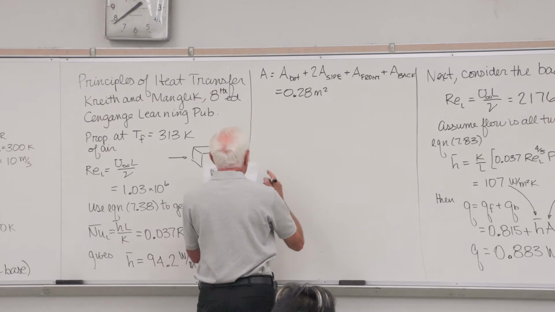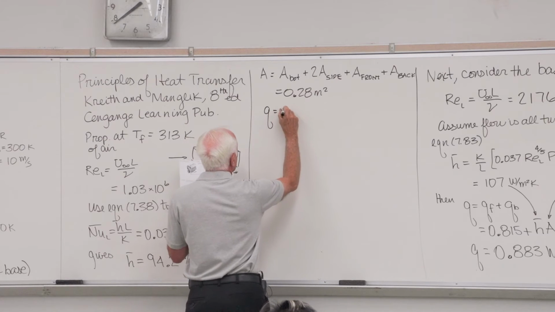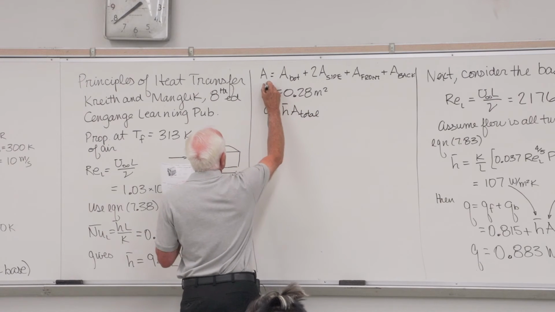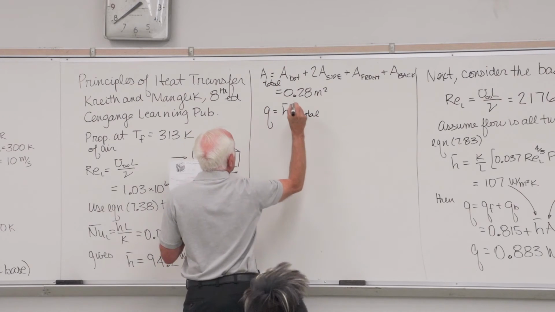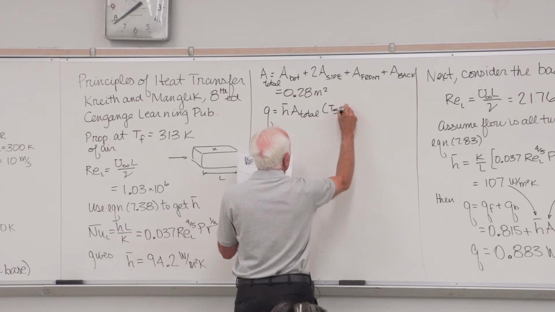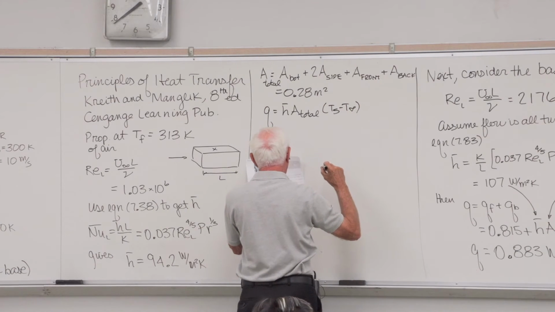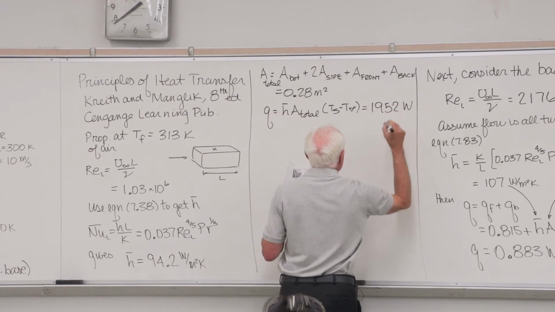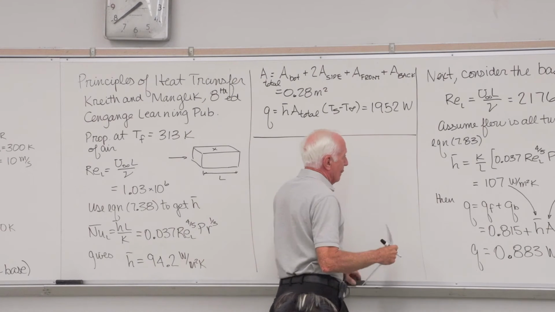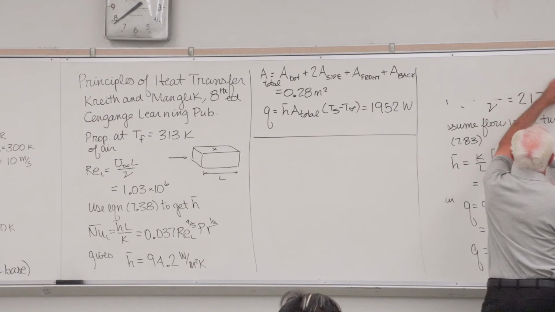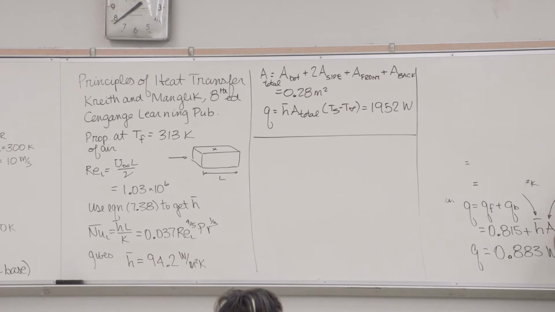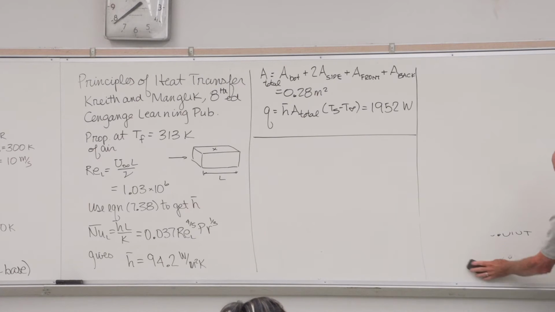And then he says, if you want to find Q, then just from chapter 1, Q equals h bar A total times T surface minus T infinity, which gives 1952 watts. Okay, any question on that before you go on then?